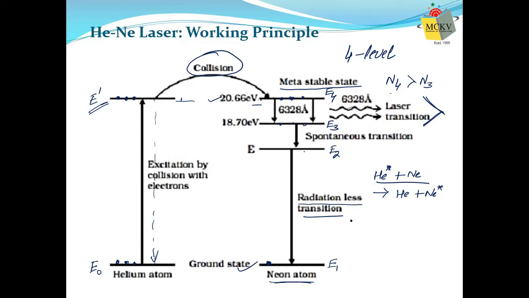Now, what is the energy difference? Energy difference is E4 minus E3. So that will be equal to hc by lambda, and from that we get the wavelength. If I calculate, this wavelength comes out to be 6328 angstrom. It is also in the red region, like ruby laser. So helium neon laser produces light which is in the visible range, the red zone.